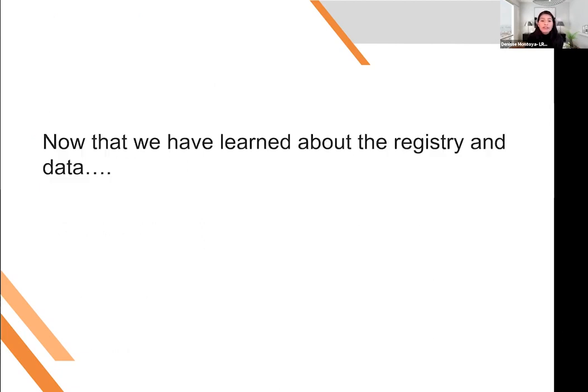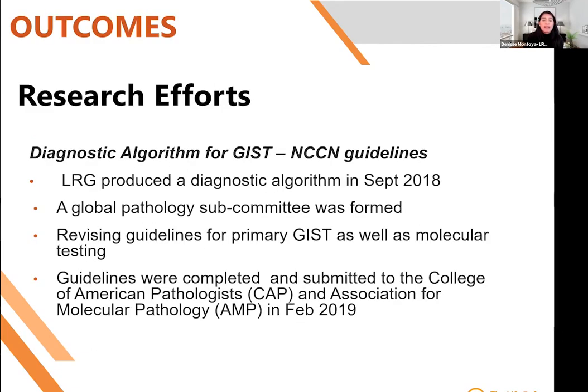Now that we have learned about the registry and data, let's talk about our research efforts. So what do we do with these registries? In 2018, we created an algorithm to change the behavior around SDHB testing in GIST tumors. We were able to change a guideline to express the importance of testing for SDHB for all stomach tumors. They were able to adapt the NCCN guidelines with the algorithm that we provided and with the data produced by the LifeRaft group.